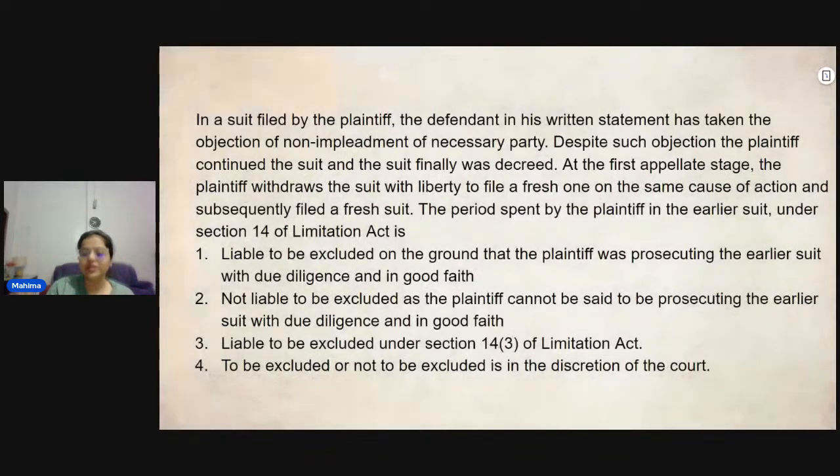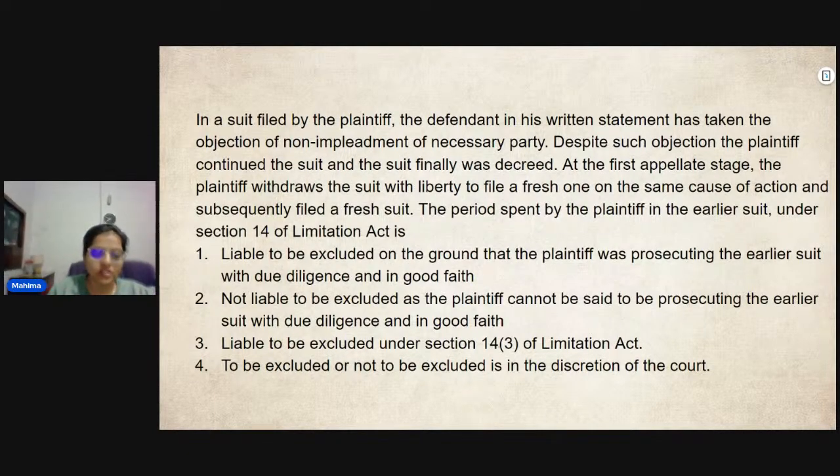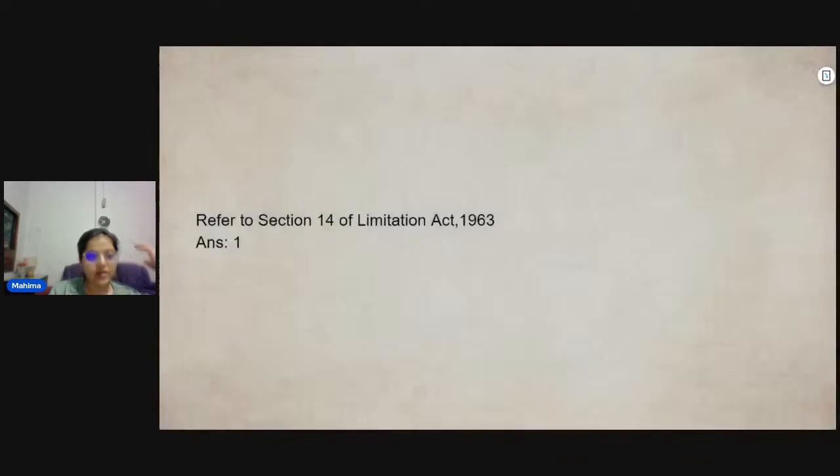It is a due diligence thing, and the plaintiff will be considered, yes, it applies under Section 14 Clause, like for a fresh suit whatever exclusion is there will be given under Section 14 Clause 3, but it comes under due diligence and in good faith. So the exclusion will be available from there itself, it does not need to come under 14 Clause 3. Yes, it is option number 1. Correct Shubham, correct Divya, correct Medha.